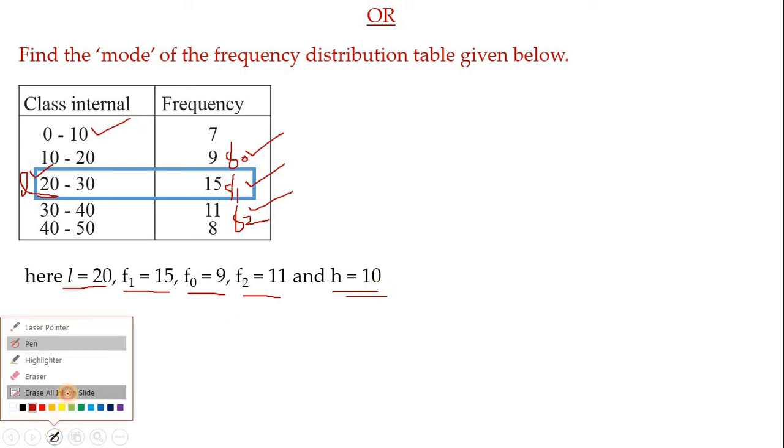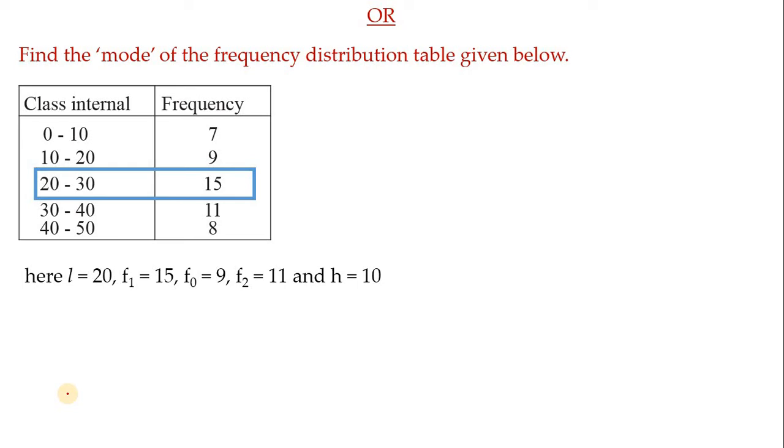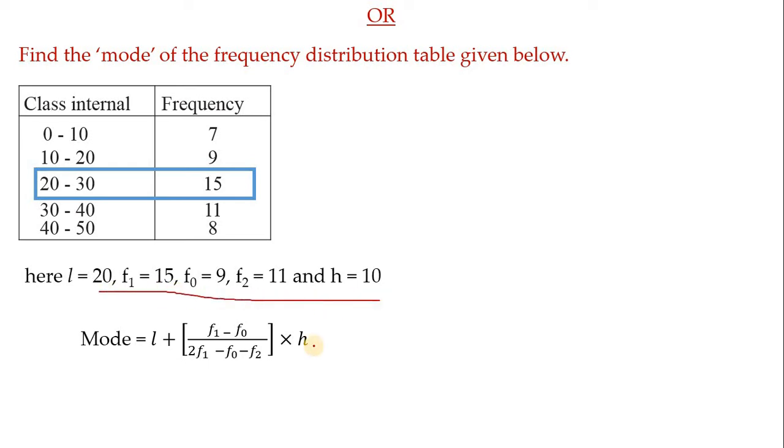So after finding all these things, we have to write the formula, children. And this formula is also very important. Definitely this year also we will get a mode finding problem. So the mode finding formula is L plus (F1 minus F0) divided by (2F1 minus F0 minus F2), into H. You have to learn this formula by heart, children. Now let us substitute all these values in this formula.